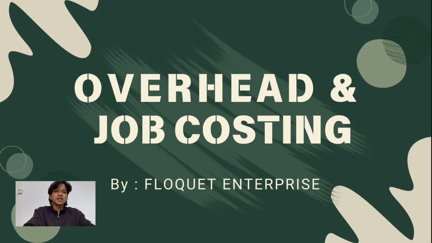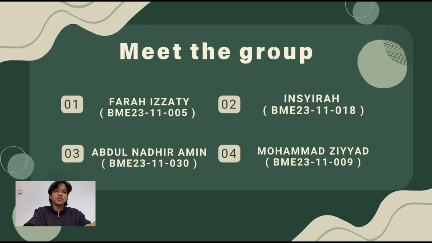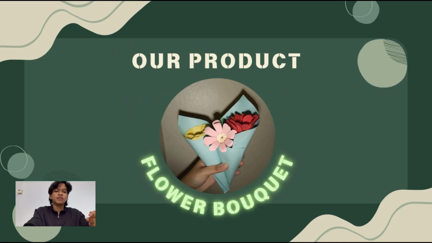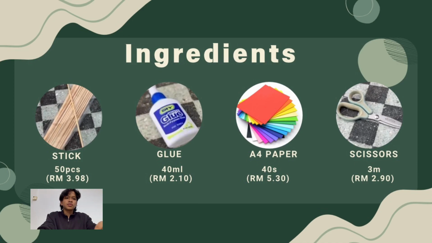We are from Floquet Enterprise and today we will be presenting our report on overhead and job costing, focusing on our handmade product, the flower bouquet. To make one flower bouquet, we use the following materials: sticks, RM3.98 for 50 pieces; glue, RM2.10 for 40 ml; paper, RM5.30 for 40 sheets; scissors, RM2.90 for 3 meters.